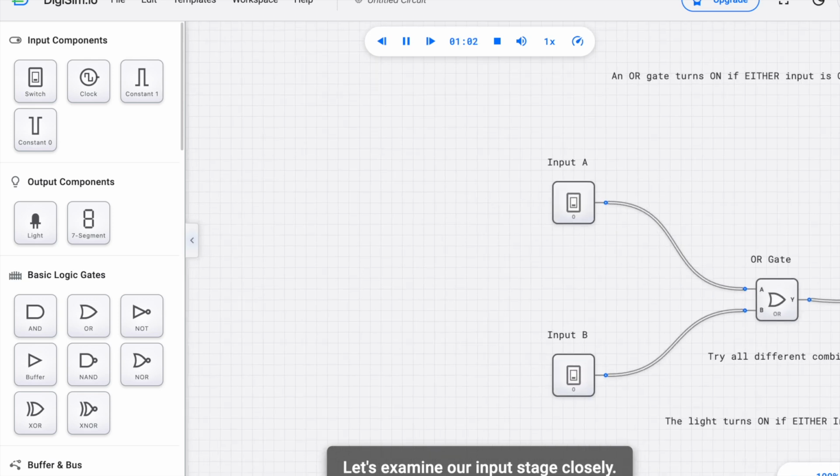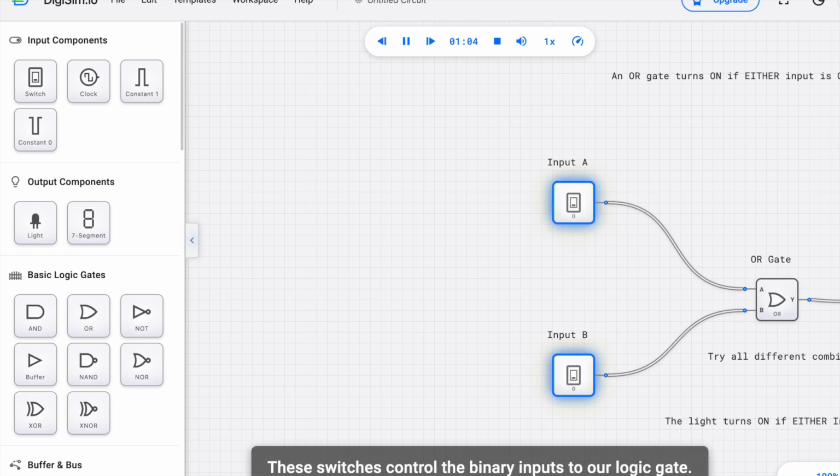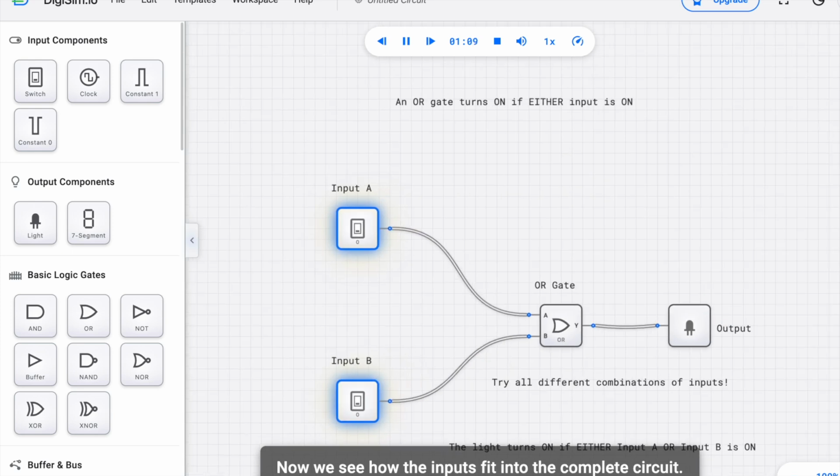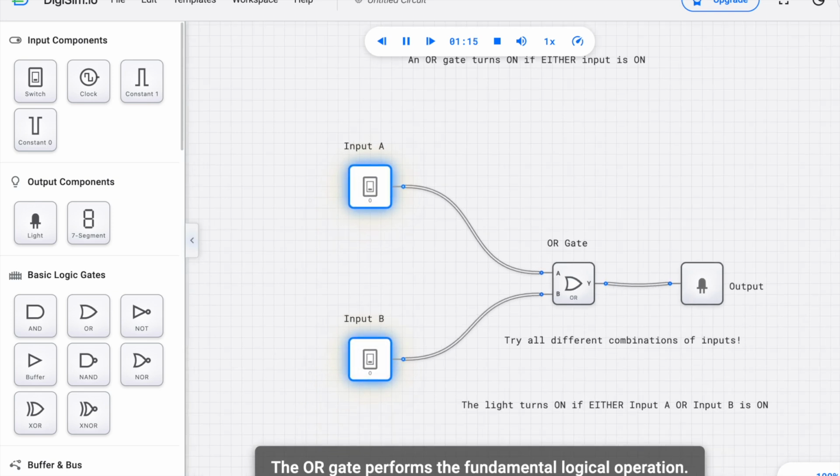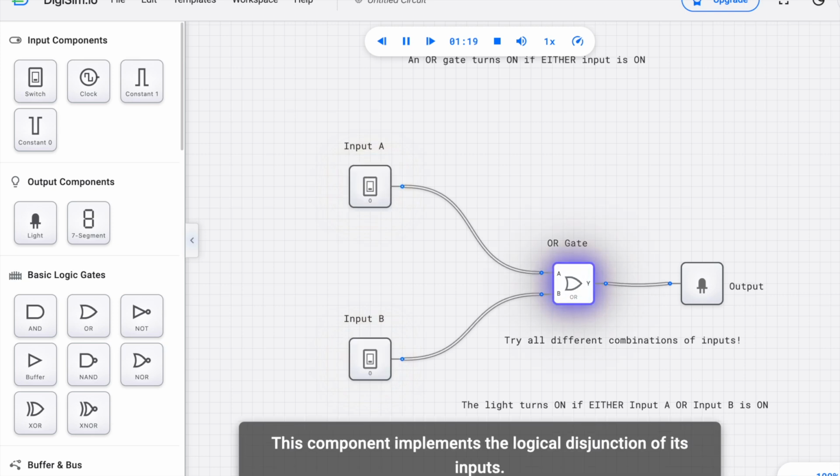Let's examine our input stage closely. These switches control the binary inputs to our logic gate. Now we see how the inputs fit into the complete circuit. The OR gate performs the fundamental logical operation. This component implements the logical disjunction of its inputs.